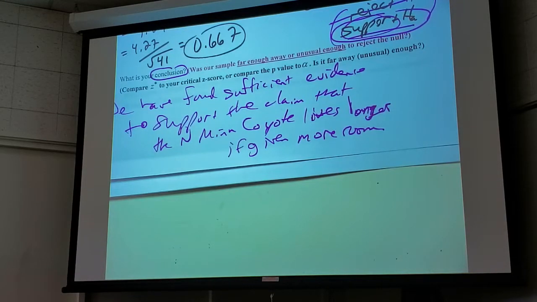So what would we put down if we rejected the alternate and supported the null? Conclusion. There's only two things that can happen. Either you get into the rejection region and you reject the null and support the Ha, or you don't get into the rejection region and you fail to reject the null and you fail to support the Ha. That's all that can ever happen. So if I fail, then I would say we have not found sufficient evidence, and then the rest of it I word exactly like I would normally, depending on what the claim was.